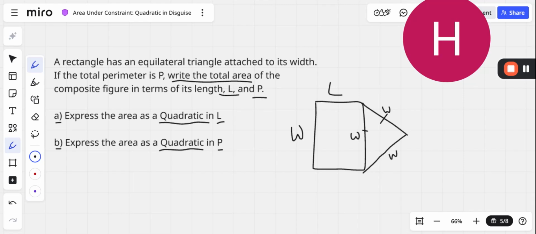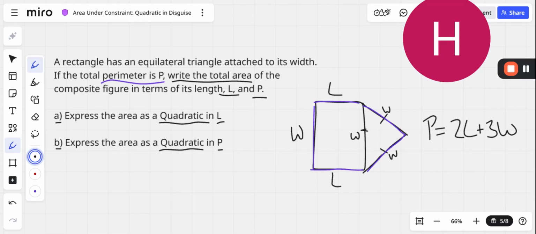all sides equal length. Okay, now the total perimeter is listed as P, but let's go around the entire shape and figure out what the perimeter is. So if L is up top, L is also down here, which means this is L plus W plus L plus W plus another W. So here we can say that the perimeter is equal to 2L plus 3W.